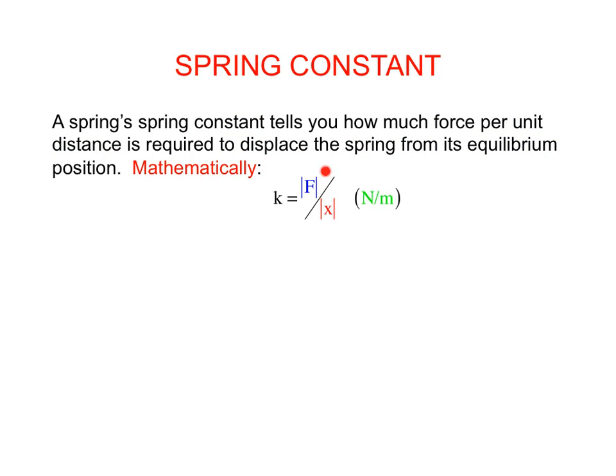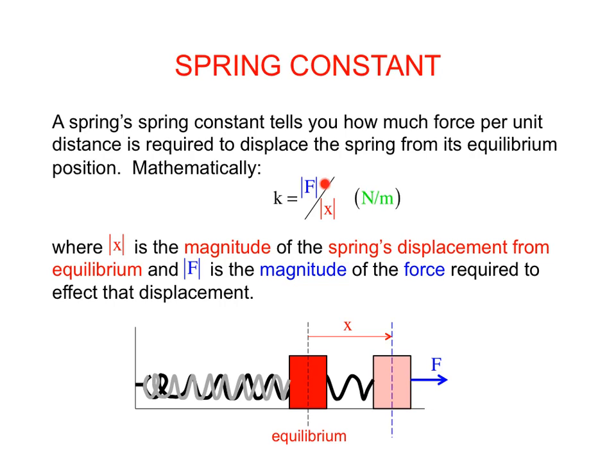Mathematically, it's equal to the magnitude of F over the magnitude of x, where F is the amount of force that's required to displace the spring from equilibrium at distance x. So here is the body at equilibrium. You displace it at distance x. So here's the displacement. The force that's required to hold the body in this position is F. You take the ratio of that force to that displacement, it gives you the spring constant. Units are newtons per meter.